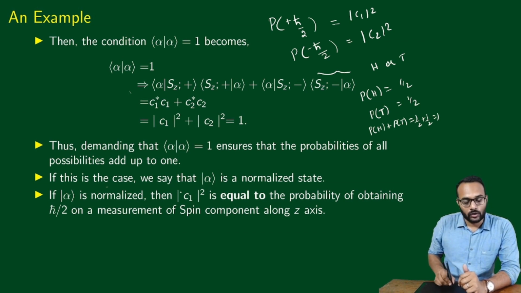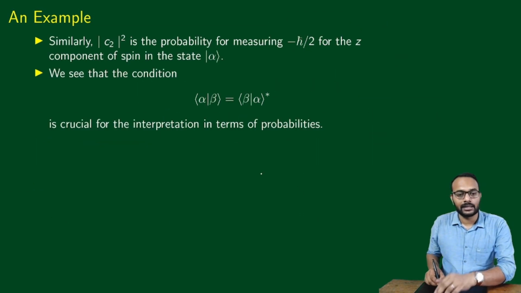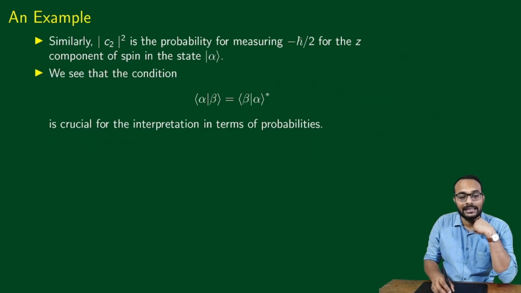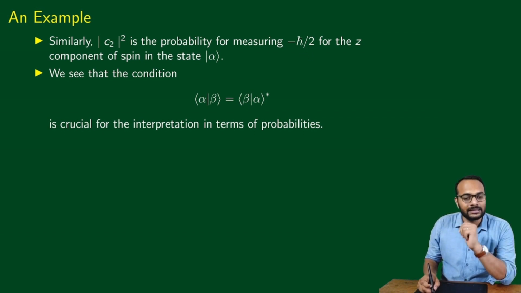If alpha is normalized, then modulus C1 squared is equal to the probability of obtaining plus h cross by 2 on measurement of the spin component along the z-axis. Similarly, modulus of C2 squared is equal to the probability of measuring minus h cross by 2 for the z component of spin in the state ket alpha.